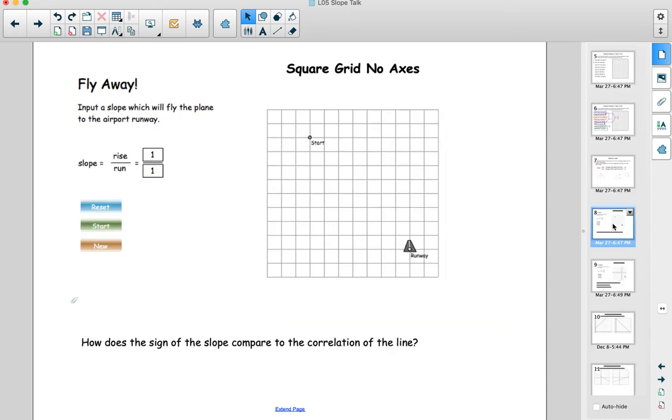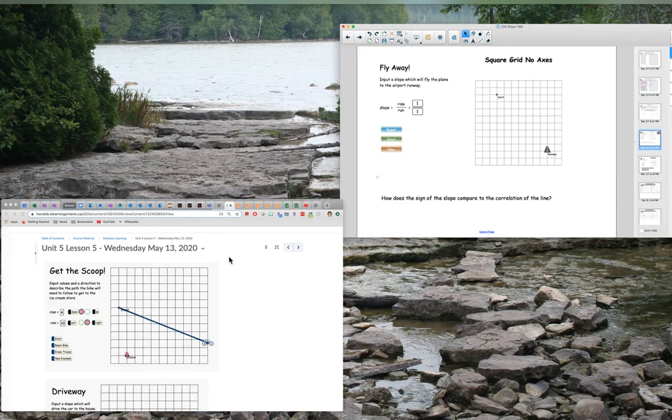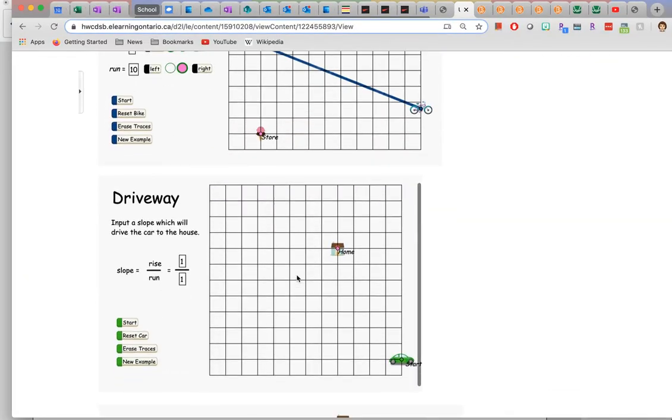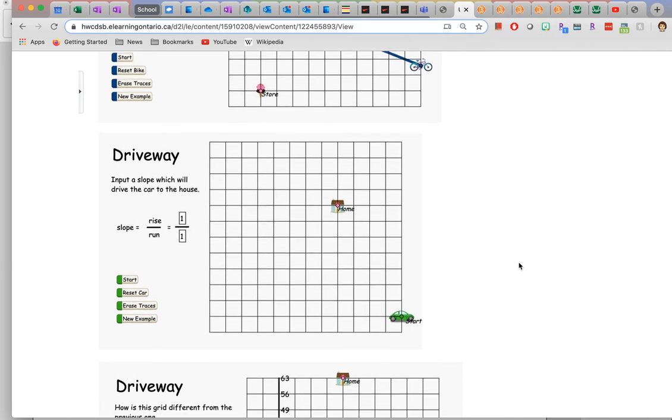All right, what I would like you to do next is go back to the grids again. This time it would be this one down here. I had to change it a little bit because the previous one I was using is a Flash product and it wouldn't work, so I redid these in a Geometry Sketchpad file. So here you are.